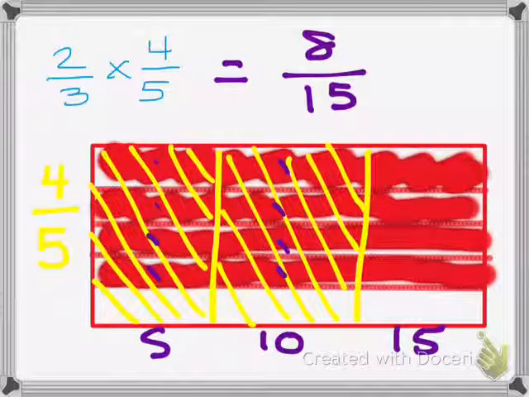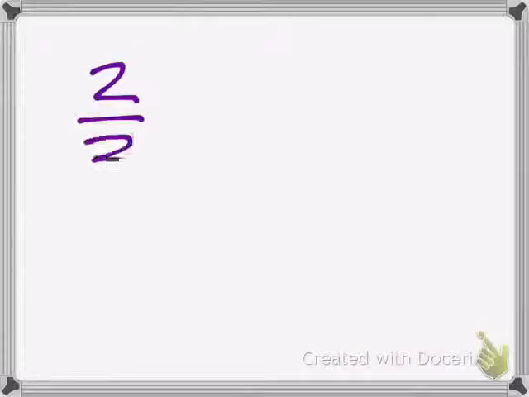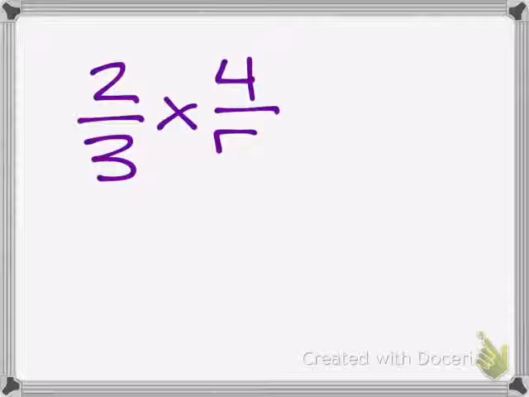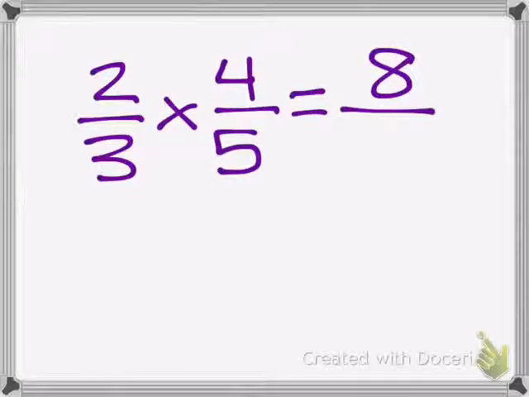Finally, I can just use my traditional algorithm here and say my numerator times my numerator is 8, and my denominator times my denominator is 15. And 2/3 of 4/5 is 8/15.